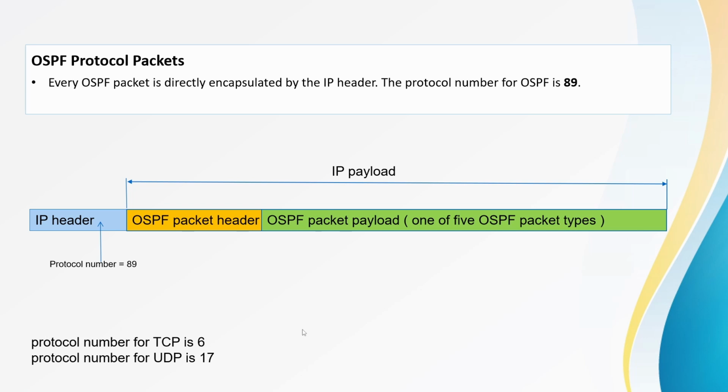You can recall the protocol number for TCP is 6. The protocol number for UDP is 17. So TCP and UDP are also directly encapsulated by the IP header. So if somebody tries to confuse you and asks, is OSPF TCP or UDP? The answer is OSPF is neither TCP nor UDP. OSPF is OSPF, since it has protocol ID 89.